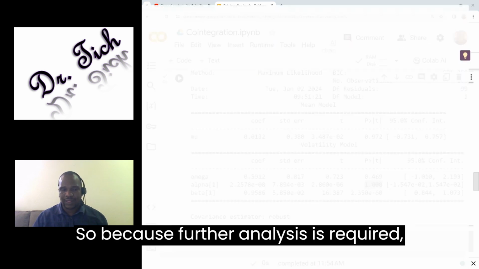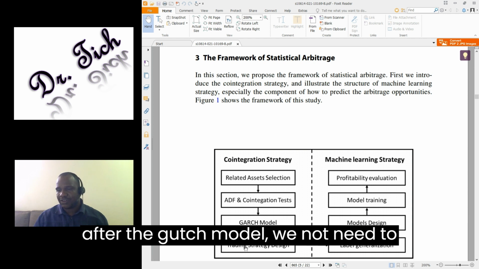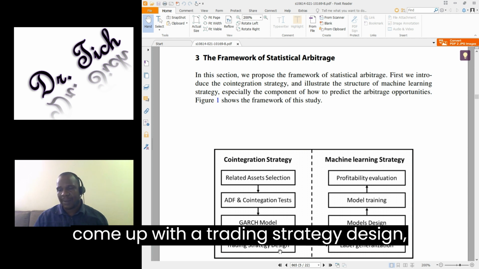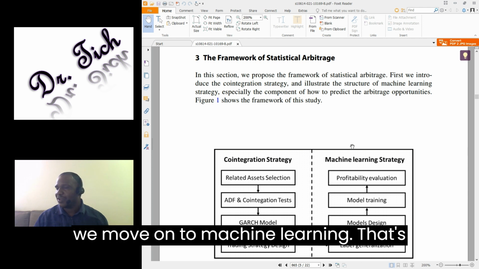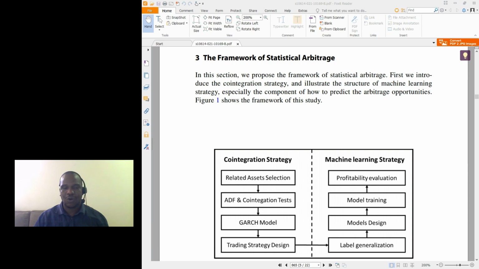So because further analysis is required, these guys said, look, after the GARCH model, we now need to come up with a trading strategy design. We move on to machine learning. That's what this business is all about.